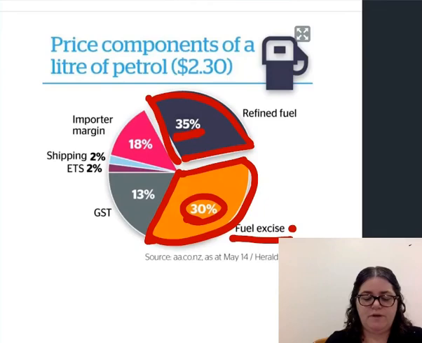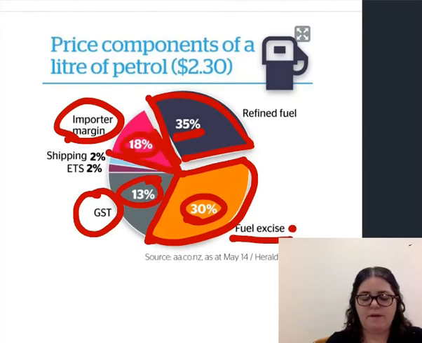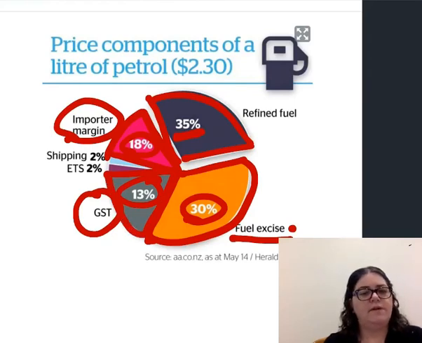Equally, I want you to look at the importer margin versus the GST. That's 13% compared to 18%. Now, if I look at the size of those slices, they do not look like 18 to 13. It looks like it should be the other way around. So this is, again, a very misleading and badly constructed graph, and that would be something that we would evaluate in our report and talk about how this is an issue with this particular graph.